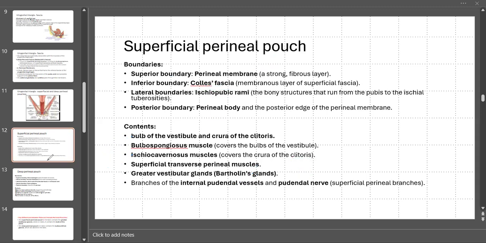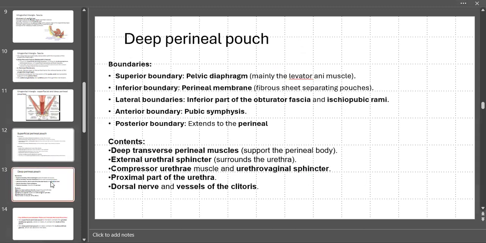Okay, let's move to the contents of the deep pouch. Now we will start from the inferior boundary. Inferior boundary is the perineal membrane, just like we talked about the superior boundary of the superficial pouch, that was the perineal membrane. But the superior boundary is the pelvic diaphragm. Okay, lateral, inferior part of the obturator fascia and the ischiopubic rami. Anteriorly, we have pubic symphysis. Posterior is again the perineal body.